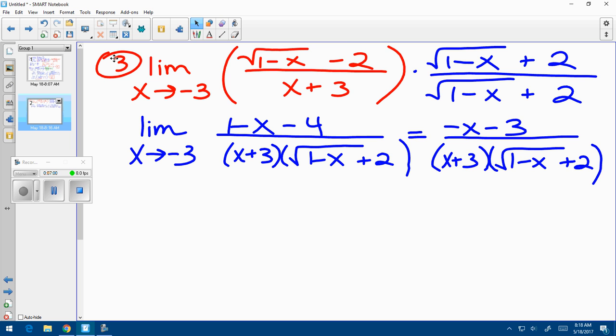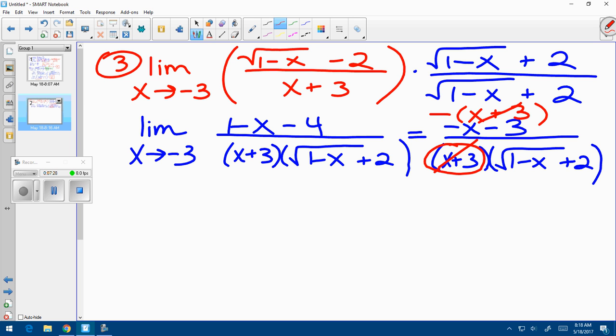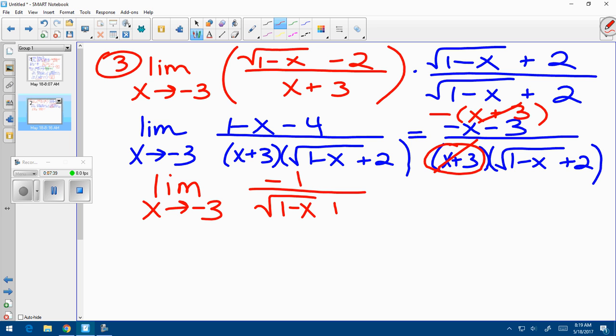So we have to be able to cancel this factor with something on the top, but those don't quite look the same. Okay? And I'm hoping that if I were to ask the question, how can I make them look the same, I would hear one of you shout out, unless it's second period, factor out a negative. Okay. So if I factor out a negative from the top, we're left with x plus 3. Now you can cancel those x plus 3s and take the limit as x approaches -3. Now on the top, since I took out that negative, we have -1 over radical 1 minus x plus 2.